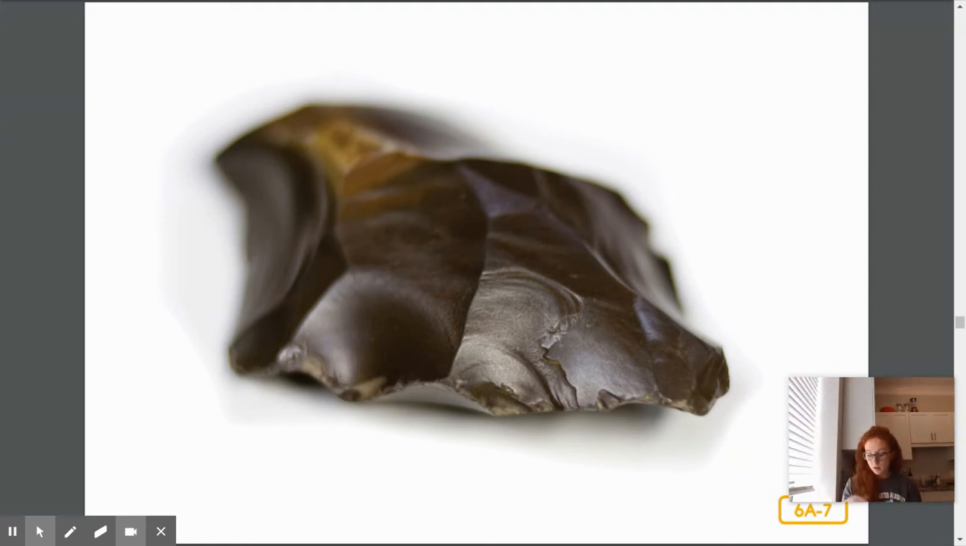Igneous, sedimentary, or metamorphic? Igneous. Don't forget to do your hand motions. Igneous.